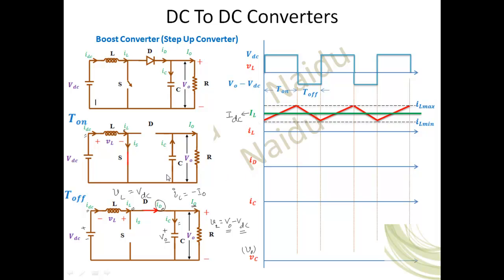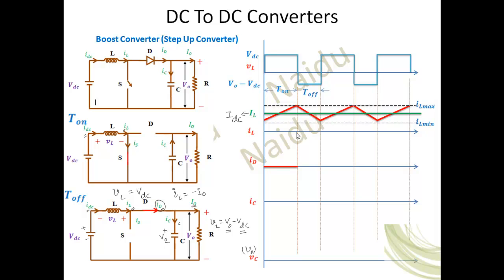Now diode current. During the on duration of the main switch, the diode is in off state, that's why the diode current is 0. When the switch is off, the diode gets turned on by the inductor. So then obviously what will happen? This diode current ID is the same as IL.